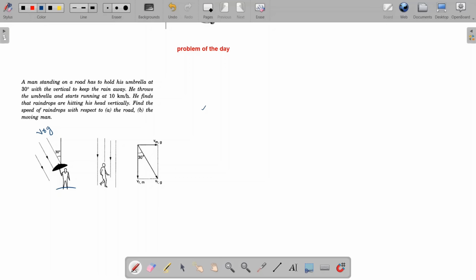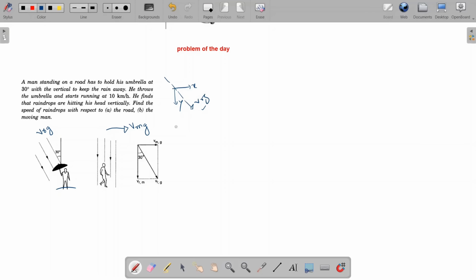Okay, now he throws the umbrella and starts running at 10 km per hour. The man started running in this direction at 10 km per hour. If he is running at 10 km per hour, you can consider that this is the velocity of man with respect to ground. Okay, it is in the x direction. If I take this as x and this as y, you can say the velocity of man is in the x direction and the velocity of rain with respect to ground is in between the x and y axes.